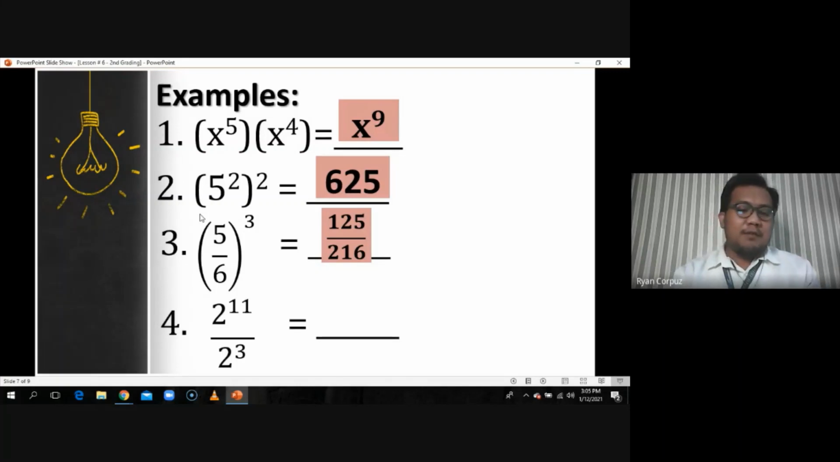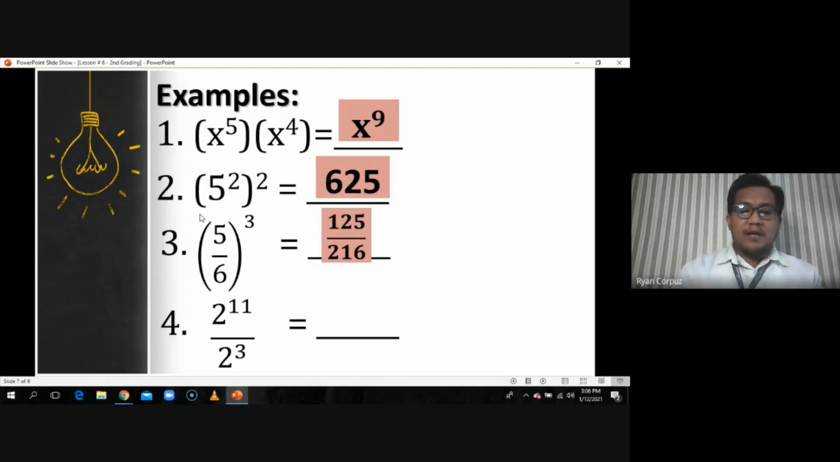For example number 4, we do have here 2 raised to 11 over 2 raised to 3. So we are here dividing expressions with the same base. Even though their bases are constant, still, we are here dividing expressions with same base. So ano ba yung sinasabi natin in dividing expressions with same base? Particularly the quotient rule. So ang sabi doon, when we are going to divide expressions with same base, we simply copy the base, then subtract the exponent.